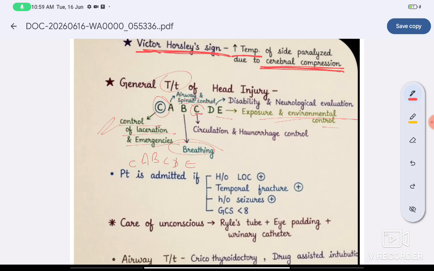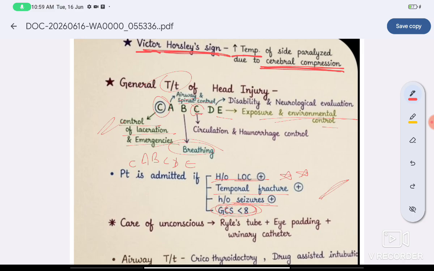So what is the admission criteria of a patient in head injury? If there is history of loss of consciousness, then you have to compulsorily admit the patient for observation. Then if there is a temporal fracture, okay, so temporal fracture is commonly associated with the fracture of the middle meningeal artery, which is again responsible for EDH, which may manifest a bit late. So in that case also you have to admit the patient. Then there is history of seizures and GCS less than 8. GCS less than 8 means you have to go for tracheostomy, so obviously the patient will be admitted.